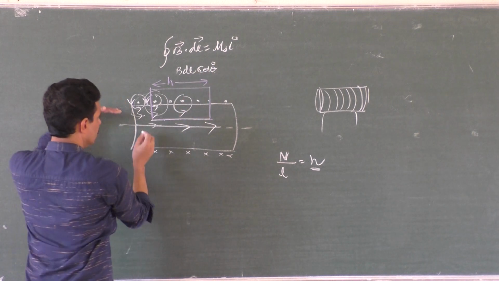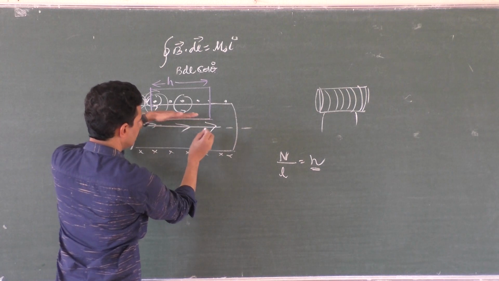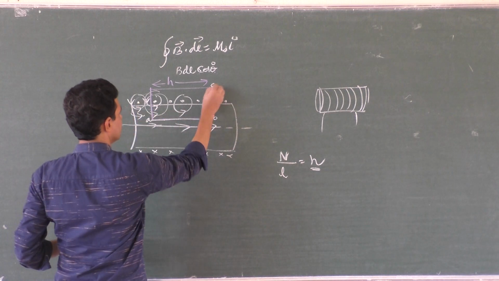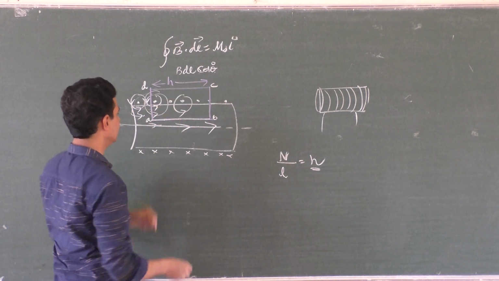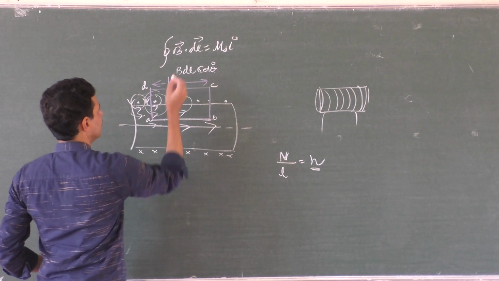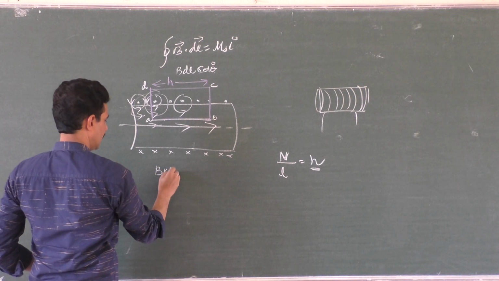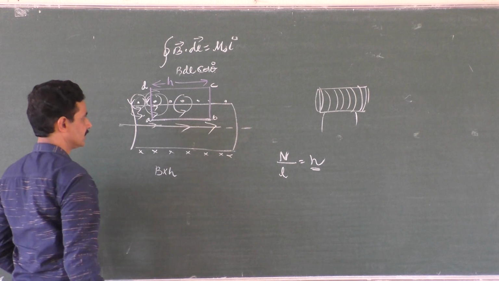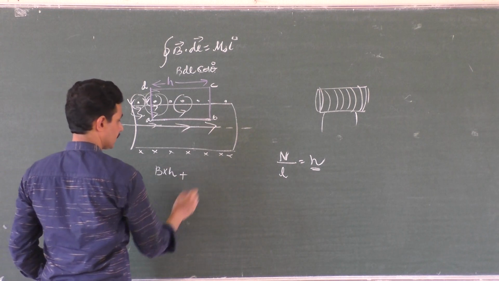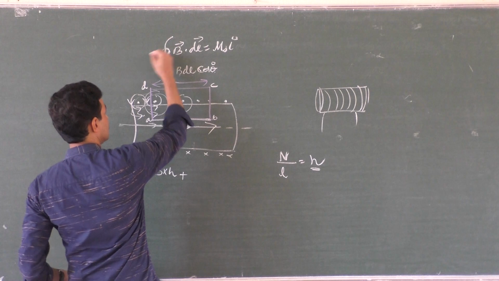This is 0, because you are moving along the direction of the magnetic field and the Ampere loop. I am moving from A to B, C, D, say. As you move, cos 0 is 1. dl is this h. And B into h, I have moved through a distance h, right? B into h, cos 0, 1, plus, you have to complete the Amperian loop because it is a closed integral.